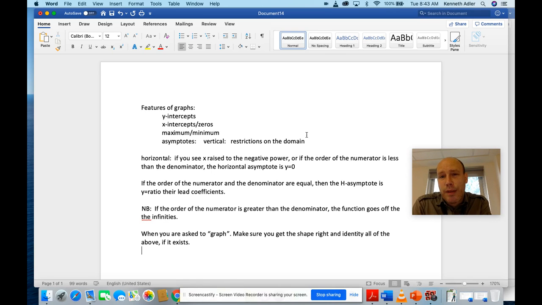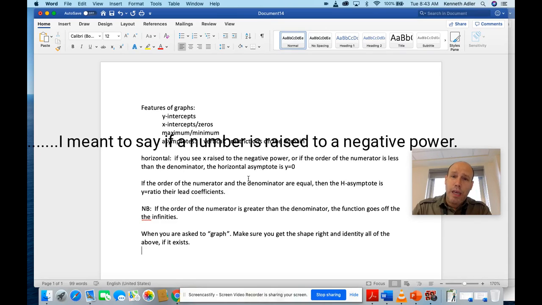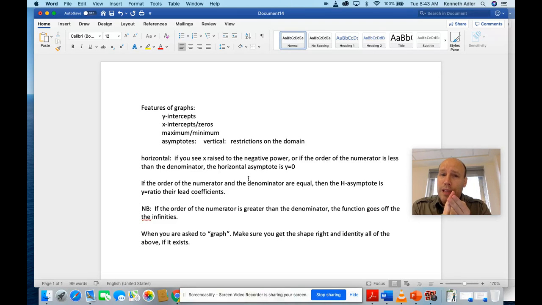So let's take a look at some of these. Well, let me read through. Vertical, there's restrictions on the domain, so certain x values that are eliminated. Horizontal asymptotes, if you see something raised to the negative power, or if the order of the numerator is less than the order of the denominator, the function approaches 0.